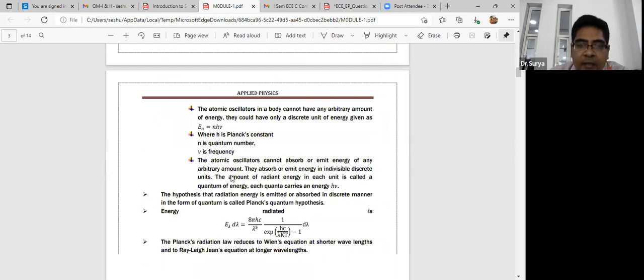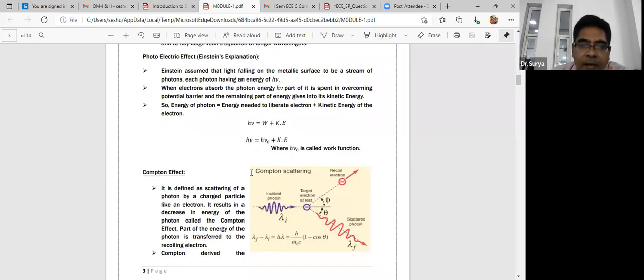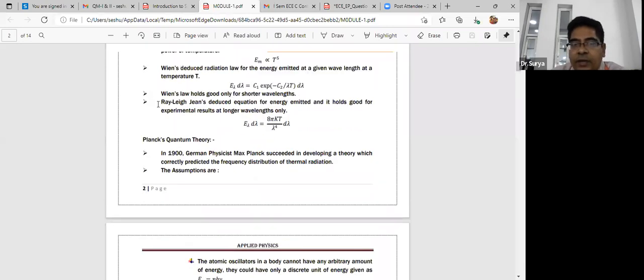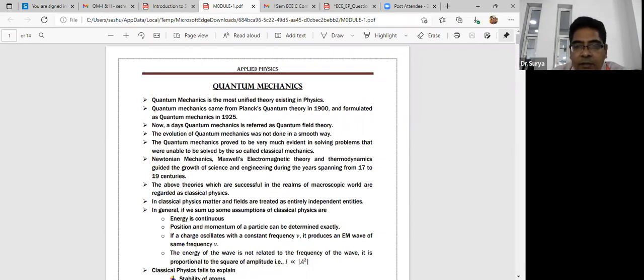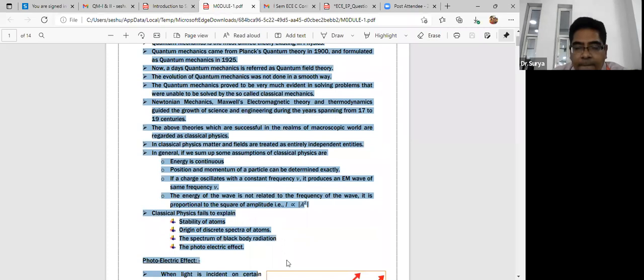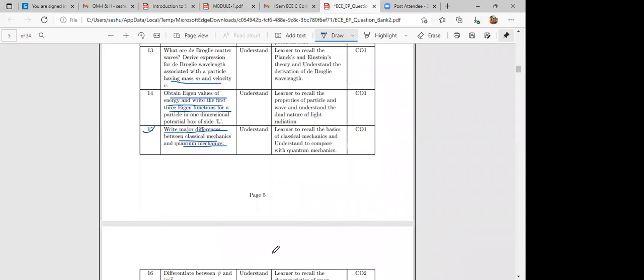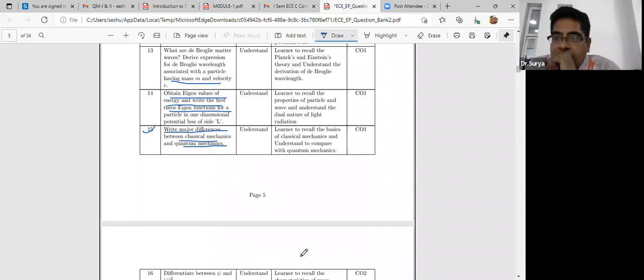Okay. And then try to write some differences between quantum physics and classical physics. You can find some differences in the very first part here. At first glance you will get the differences, right? Okay, sir. Is everyone noting down the points?